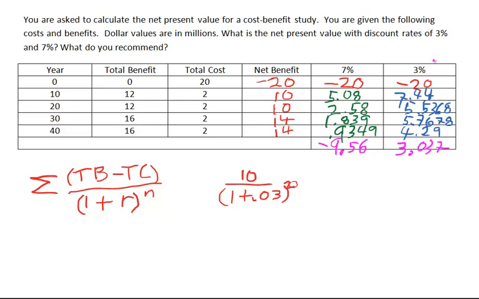Okay, so at 3% it's positive. I value these future benefits higher, and so I'm going to get a larger number. If it's 7%, I discount the future more heavily. And so in this case, this is a net present value of a little over $3 million. This is a net present value of negative $9 million, in fact almost $9.56 million. So this would not be acceptable. This one would. Well, how do you get the 3% and 7%?